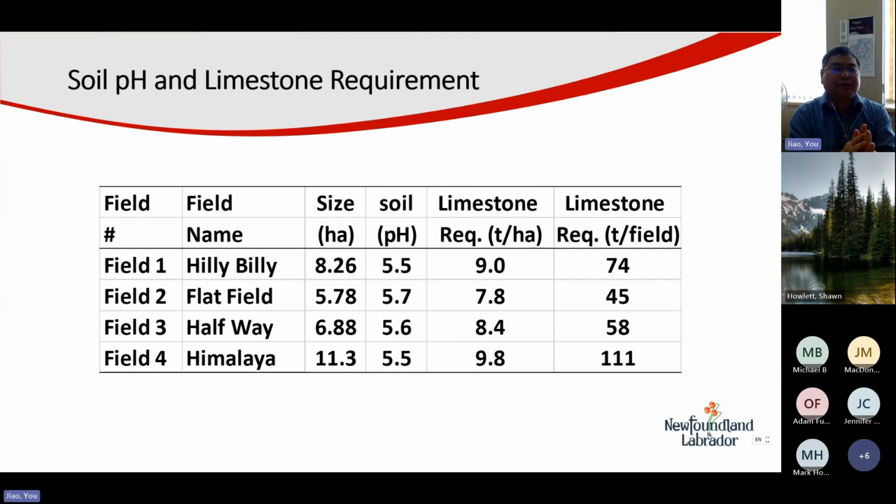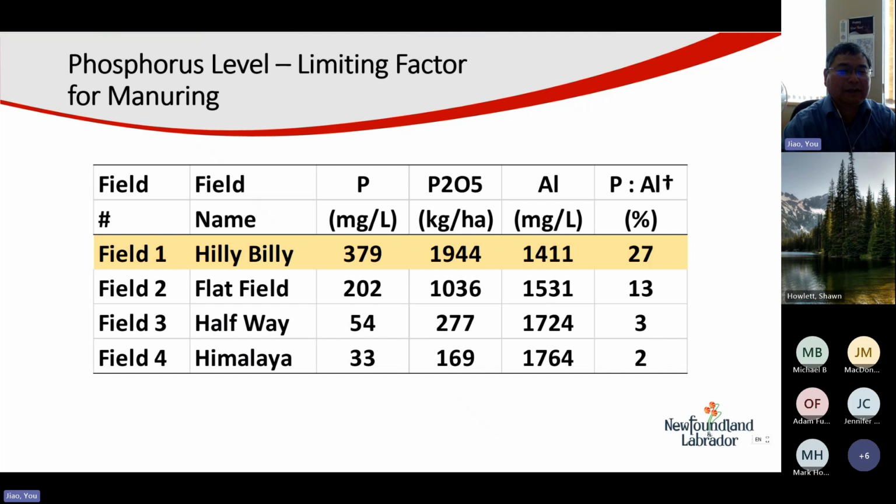And in nutrient management, there is soil pH and the limestone requirement. In this case, I have field numbers 1, 2, 3, 4, and I have the field size. The soil pH test comes from the lab, and the limestone requirement recommendation is also in the soil test report. So for each field, you see in total how many tons of limestone are required. This is a part of nutrient management, and phosphorus level is most likely a limiting factor for manuring.